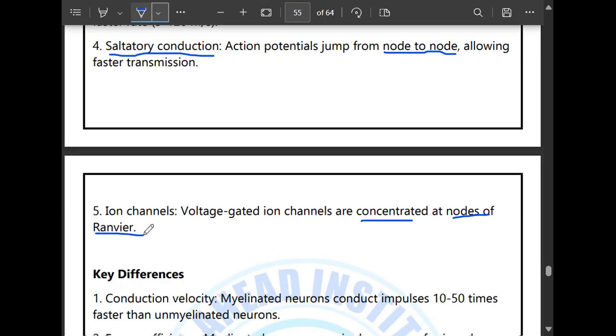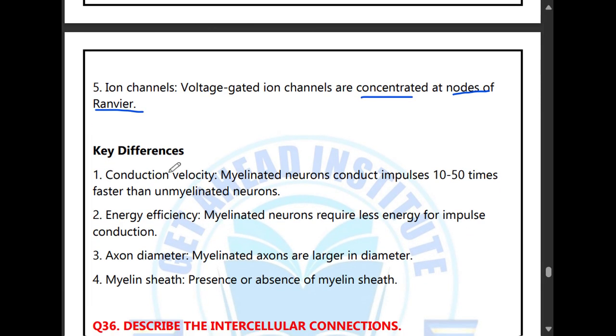So when it comes to key differences, conduction velocity differs. For energy efficiency, myelinated axons require less energy for impulse conduction. For axon diameter, myelinated axons are larger in diameter. Presence of myelin, we've already established that fact. Can we proceed to the next question?